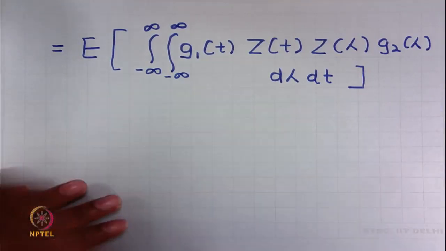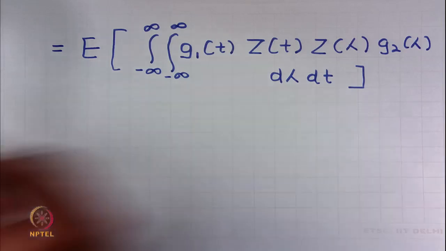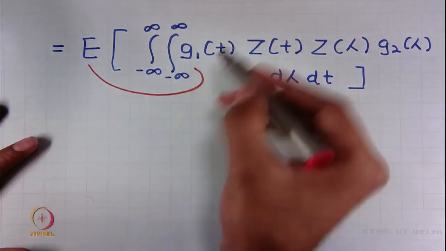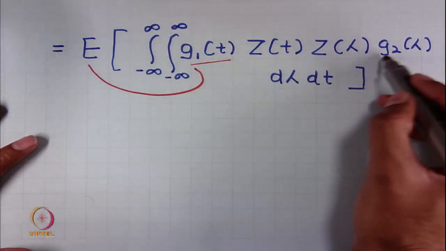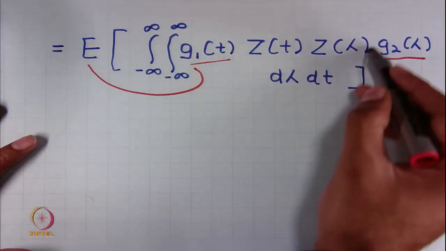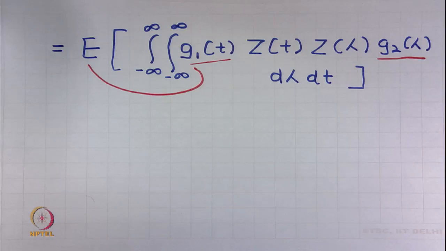Now, what we want to do is to pull this expectation operator inside the integration. As you know, this is a deterministic function, and this is also a deterministic function. So, the expectation operator will only operate on this term. Let us do this.